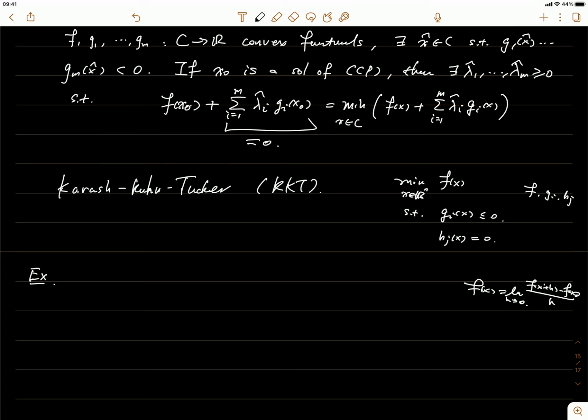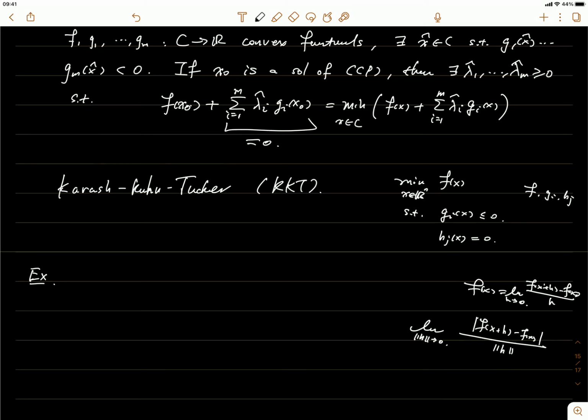X is actually in a Banach space, and X plus H is also in the Banach space. You can do this as well. In that case, you have f of X plus H minus f of X, and the denominator is the norm of H. The limit is taken as the norm of H goes to 0.